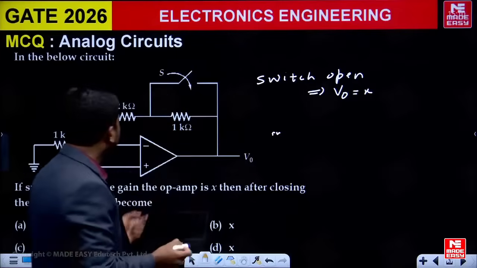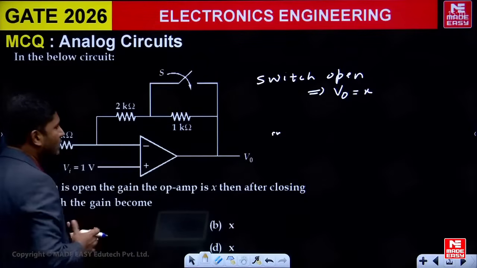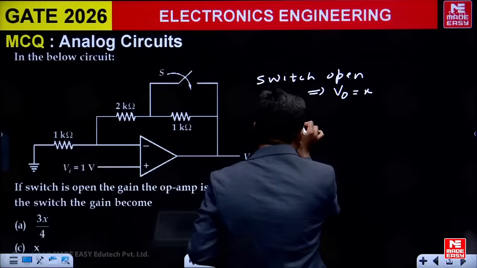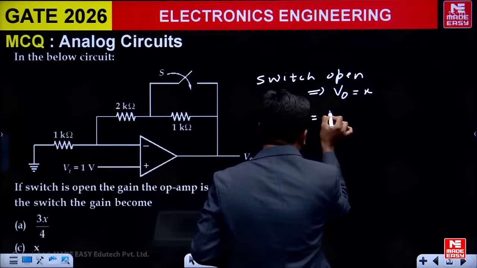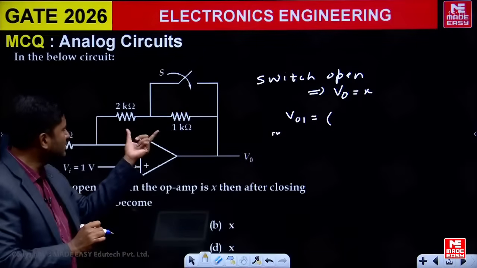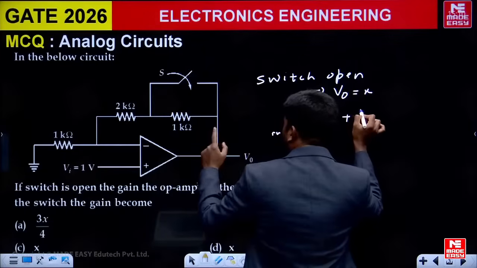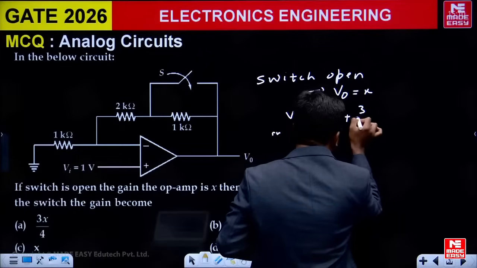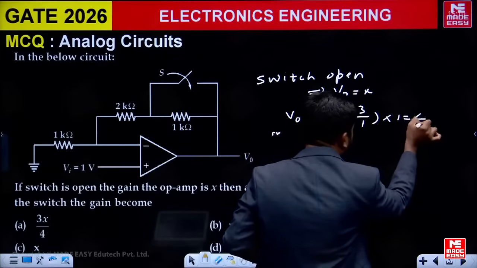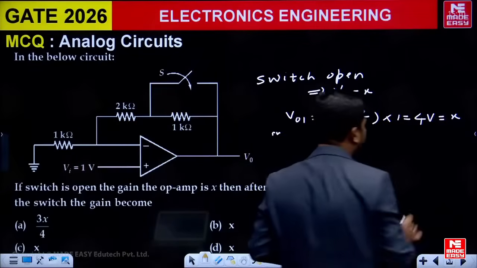When the switch is open, these two resistors will come in series. It will become 3K, and it is just like a non-inverting type amplifier. We can treat it as a non-inverting amplifier, and we'll be getting output, let me call it V01. It will be 1 plus R2 by R1 into Vi, we will apply this formula. So these two resistors in series become 3K. So V01 will be 1 plus 3 divided by 1. Input is given 1 volt, so this will become 4. This can be taken as X. This 4 volt is equal to X as per the data given.